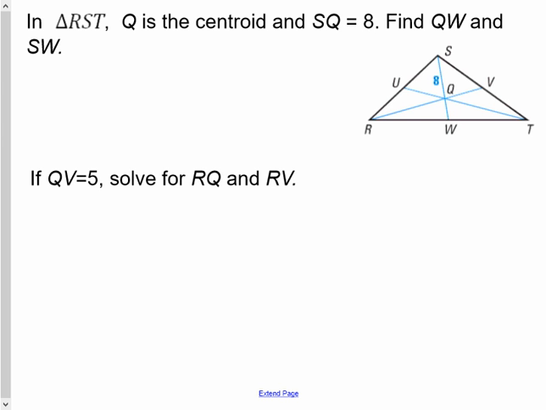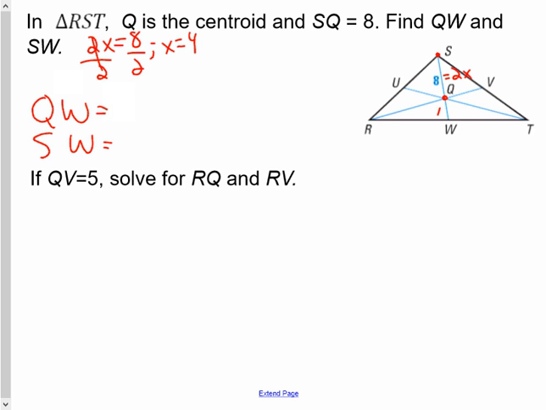Starting off, in triangle RST, Q is the centroid, SQ is 8. Find the other two values, find QW and SW. So again, you have to assign, is this 2x, x, or 3x? From vertex to centroid is 2 of them. So I have 2x is 8, divide by 2, x is 4. Now what does it want? It wants QW and SW. QW is 1x, we know that's 4. 4 plus 8 is 12, or 3 times 4 is 12, right?